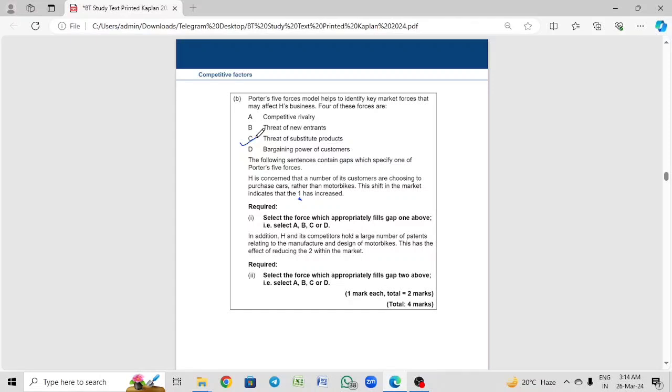Now second, in addition, H and its competitors hold a large number of patents relating to the manufacture and design of motorbikes. This has the effect of reducing the blank within the market. Okay, now which of these would it be? It is definitely threats of new entrants. Okay, because we already have the patents. Okay, so there will be a low threat of entrants. Okay, the new entrants might find it difficult to get all those patents and trademarks. Okay, so it is threat of new entrants.